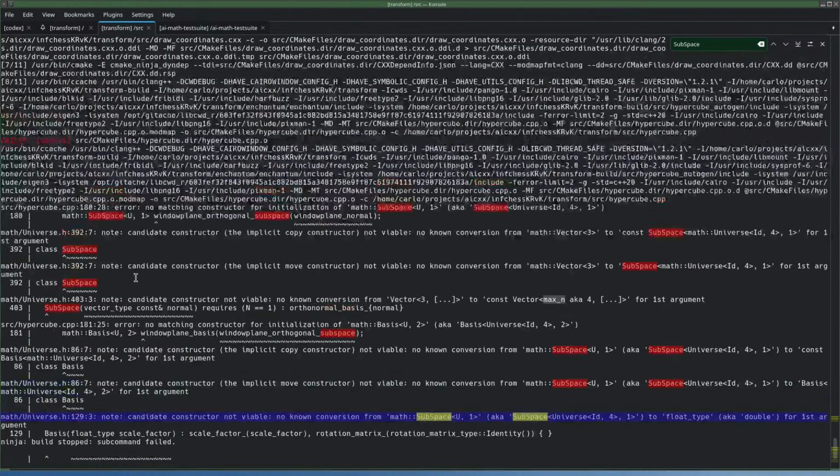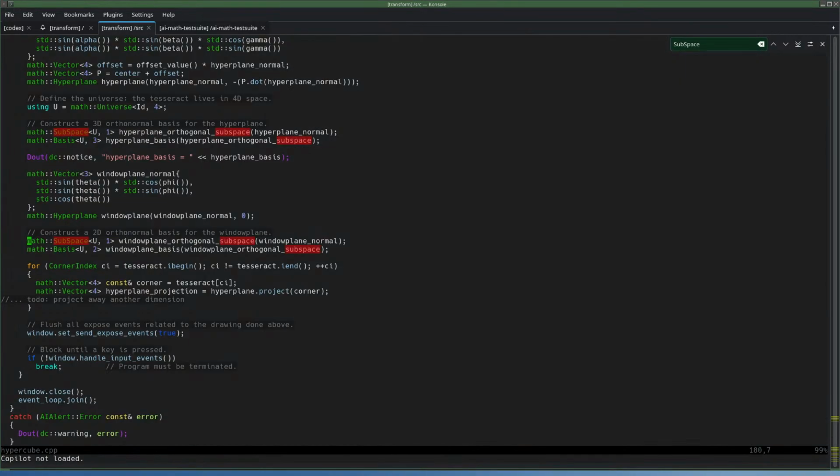Let's add that line number here. 180. Okay, so we have to convert this window plane normal from whatever space that it lives in, the 3D space that it lives in, to the universe coordinates. Now I have to think up a new API. What would be a nice way to write that?